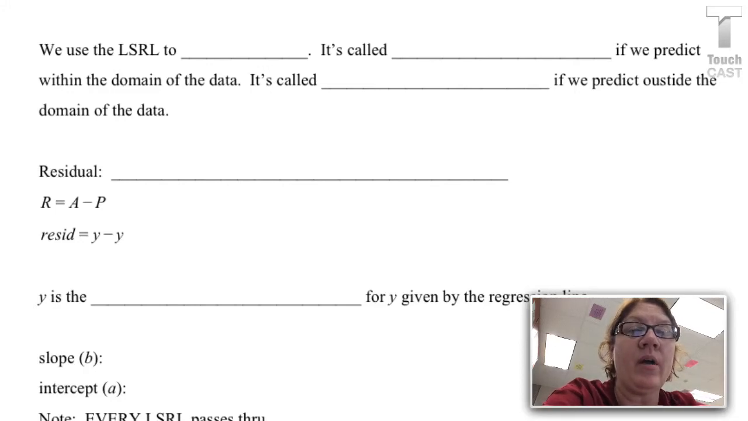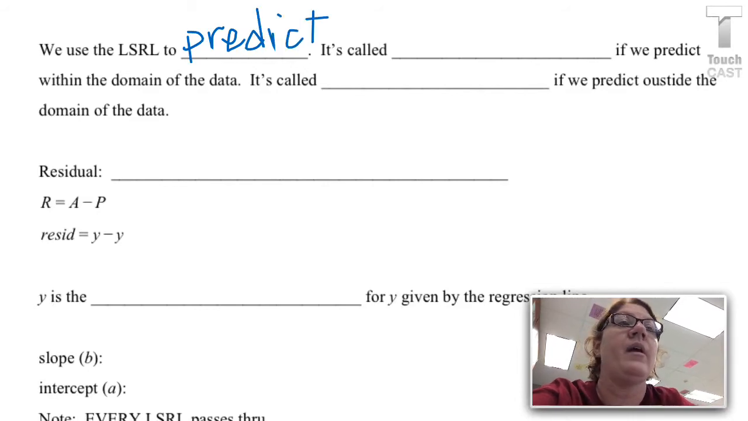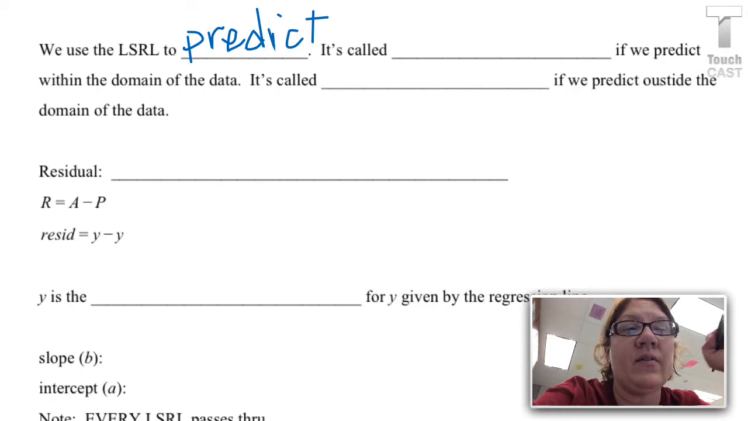So why do we want the LSRL? Well, we're trying to predict for the future or predict about our population. And so once we scatter plot the data, we can create this prediction line, and that's really what an LSRL is, a prediction line. So we use it to predict. And if we're predicting with an X value that's outside the domain, it's called extrapolating.